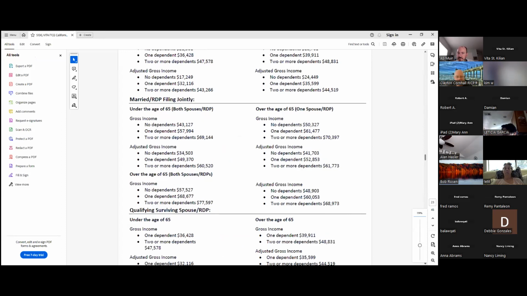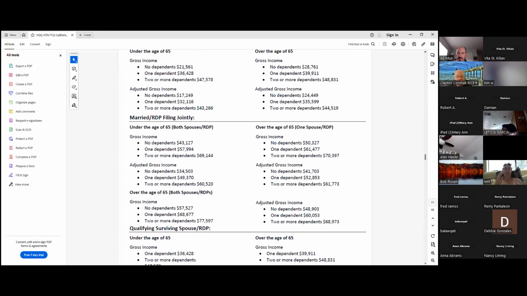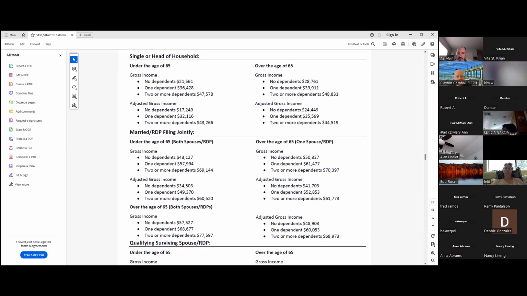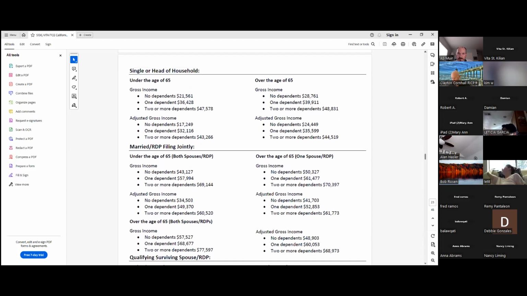All right, I'm trying to make this larger, Sean, and this is from the California VITA manual. And this talks about filing requirements. Let's see if I can find that.